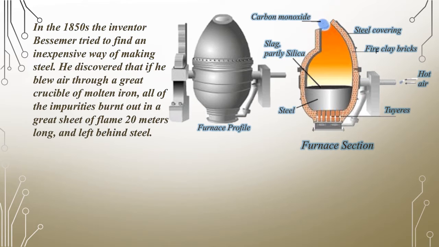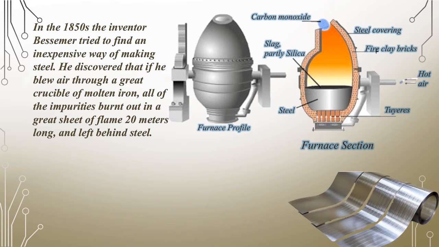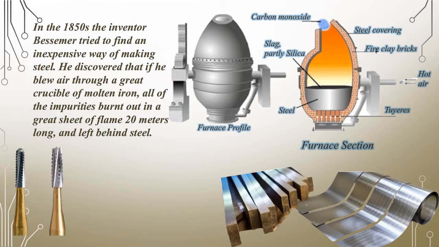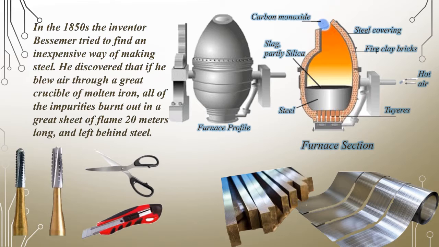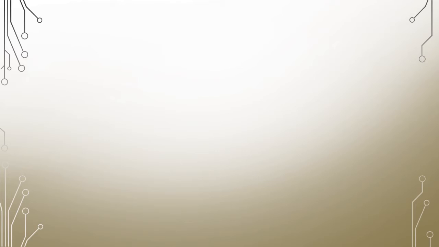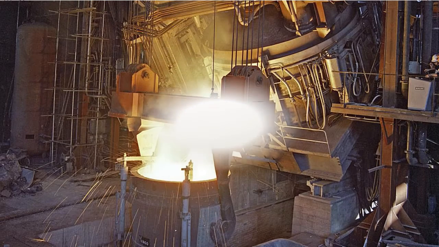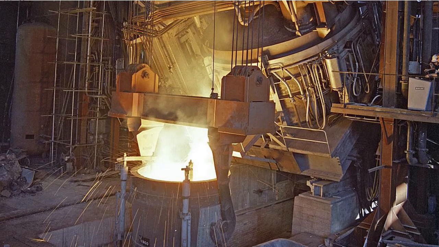By adding different chemicals, it could be made into different forms: stainless steel, very hard steel for tools and cutting instruments, spring steel for many purposes. It was cheap and could be produced in large quantities. Here is the factory look of Bessemer's invention.